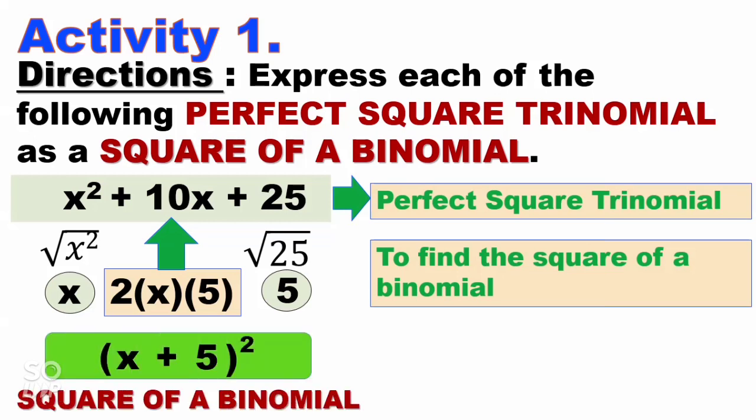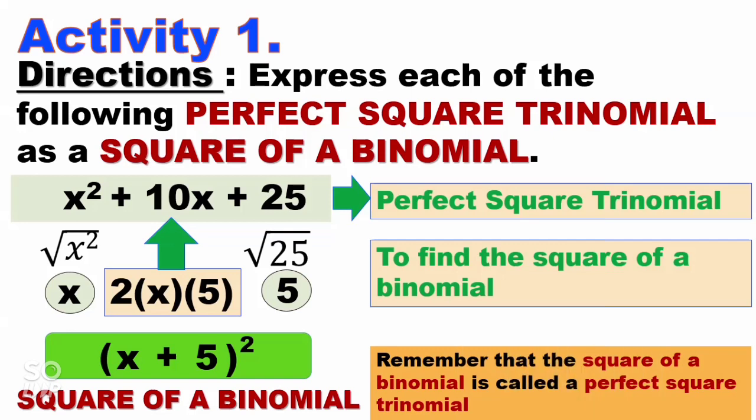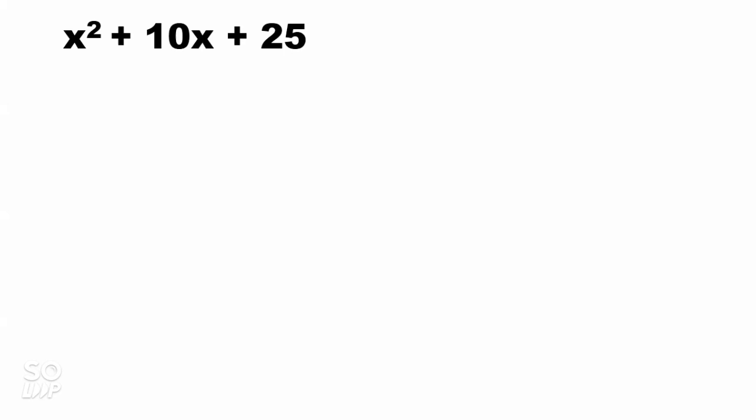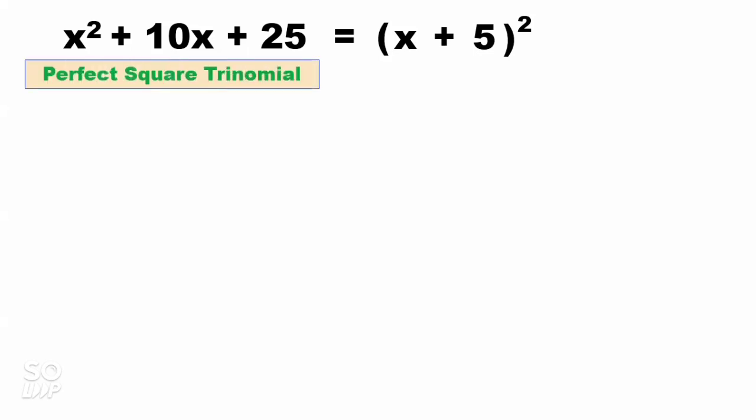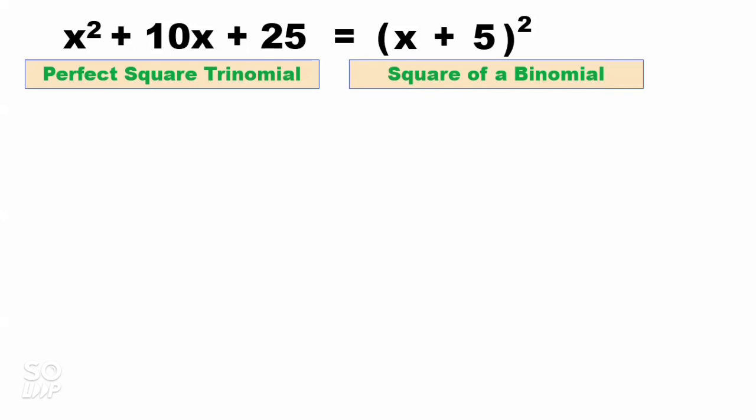Okay? Now, the square of a binomial. So, remember that the square of a binomial is called a perfect square trinomial. Okay, so next, let's continue. Again, we have x squared plus 10x plus 25 equals the square of x plus 5. Okay, so that is perfect square trinomial, and this is square of a binomial.